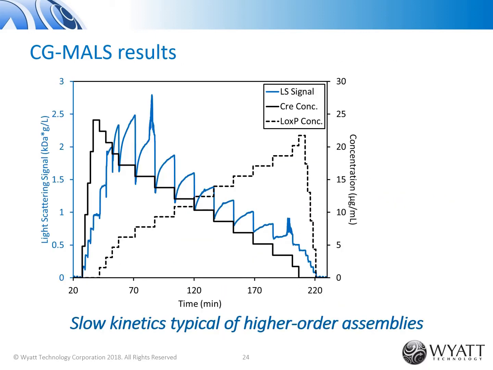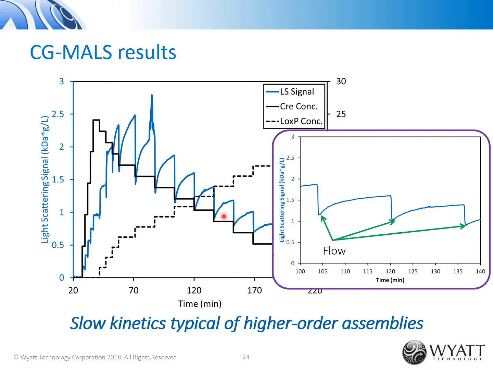So here's what the results look like. In this graph, we see the light scattering intensity in blue overlaid with the concentration of each species. This solid black line is the concentration of the Cre protein, and this dashed line is the concentration of the LOXP DNA. In the middle part where we have our heteroassociation gradient, we can immediately see that we have some slow kinetics going on. When we mix the two of them together, it takes some time before the molar mass, before the light scattering intensity reaches a final equilibrium.